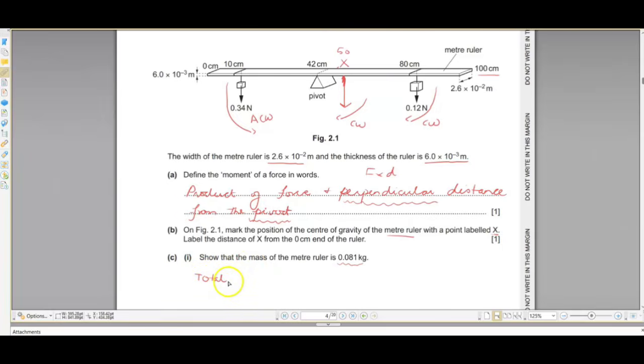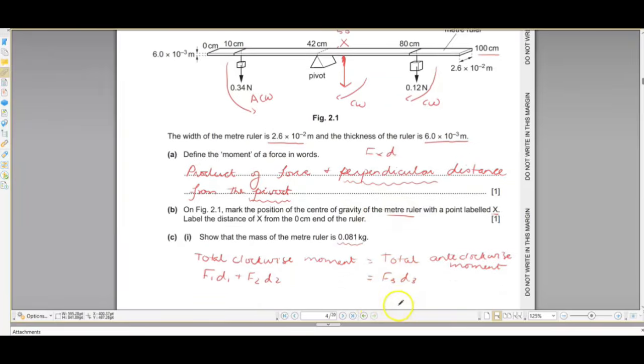You know that according to the law of conservation of momentum, total clockwise movement is equal to total anti-clockwise movement. So the anti-clockwise movement is F1 D1 plus F2 D2 is equal to F3 D3.